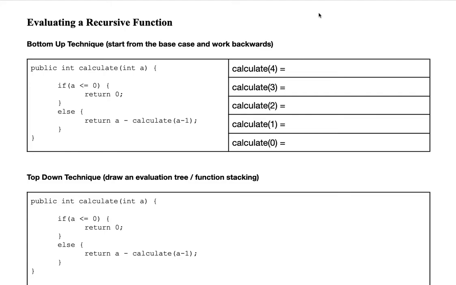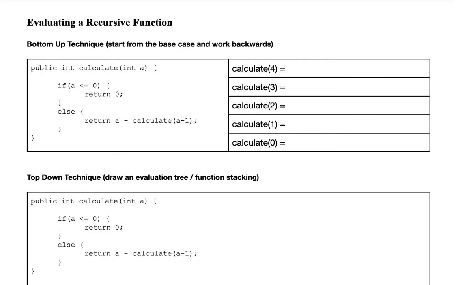So in this video, we're going to look at how to evaluate recursive functions. There's going to be a couple techniques we'll look at. One's called the bottom-up technique, and that's our first one. The second one's going to be the top-down technique. The bottom-up technique is probably the easiest one to follow, but it's sometimes the hardest to actually use. So we'll go through it and compare it to the top-down technique.